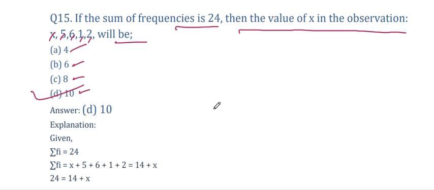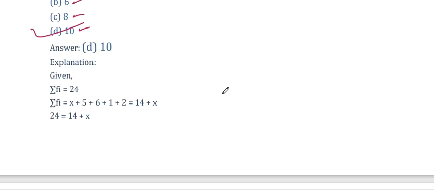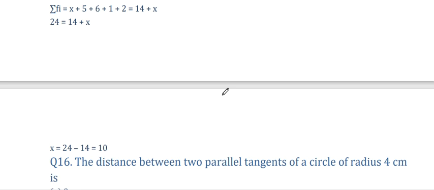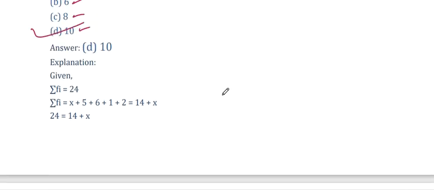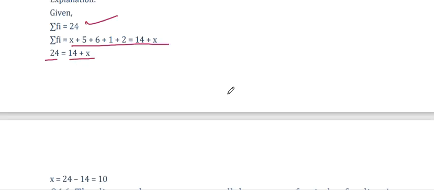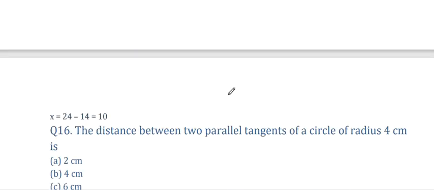Let's see whether the answer is correct or wrong. You can see here, this is the explanation. Sum of fi equals 24. Adding all the terms, we have 24 equals 14 plus x, and we get x equal to 10. So it is very easy.